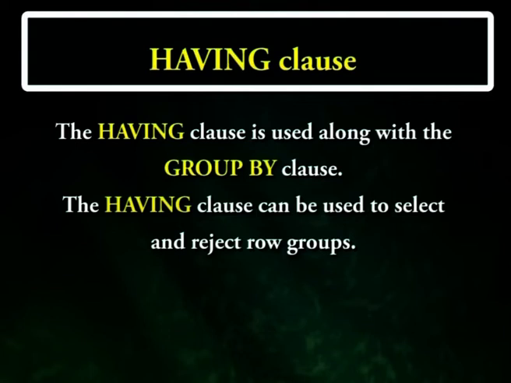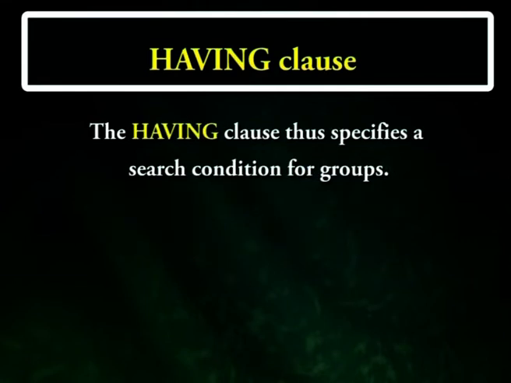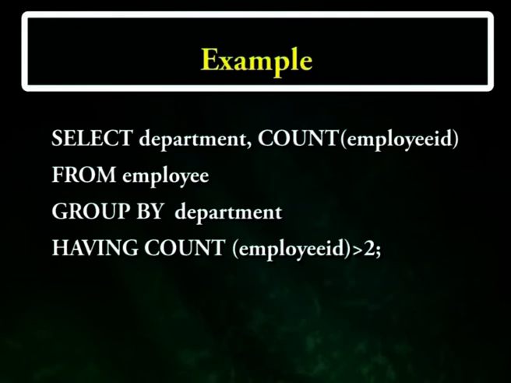The HAVING clause is used along with the GROUP BY clause. The HAVING clause can be used to select and reject row groups. The format of the HAVING clause is similar to the WHERE clause, consisting of the keyword HAVING followed by a search condition. The HAVING clause thus specifies a search condition for groups. Look at this example.